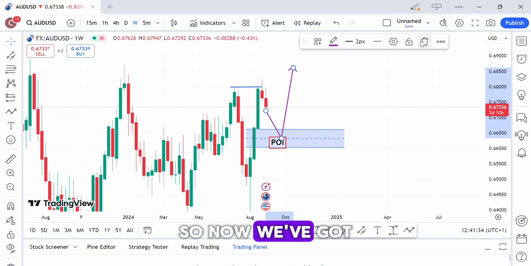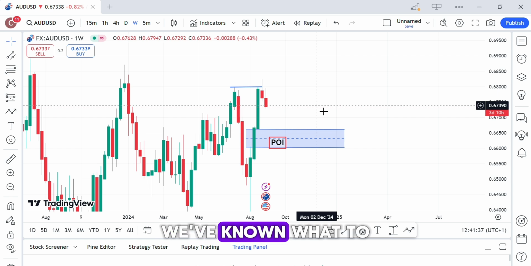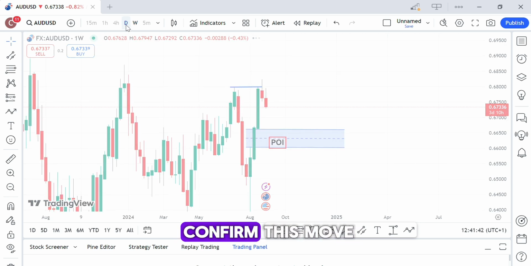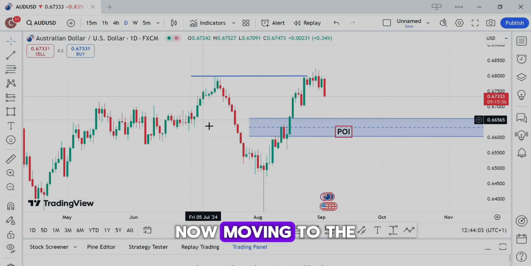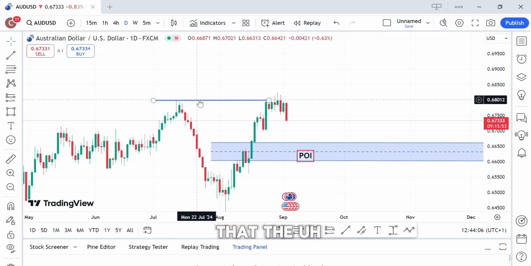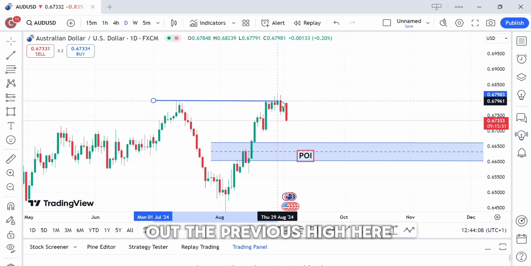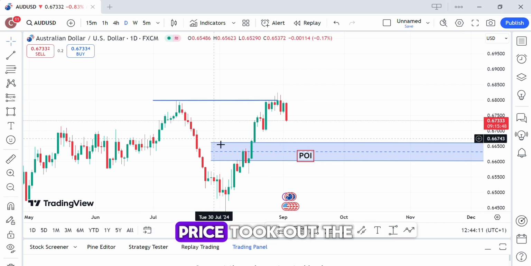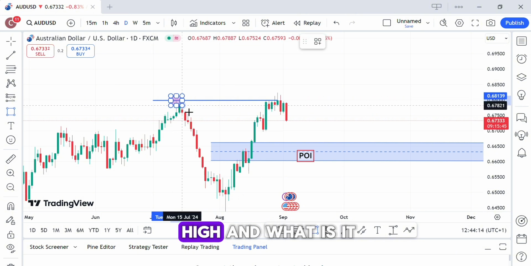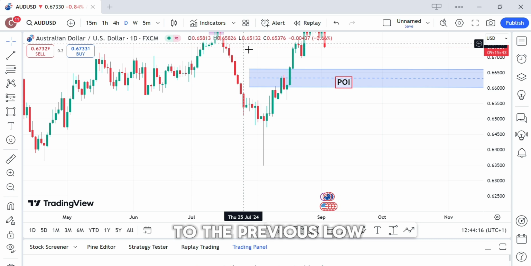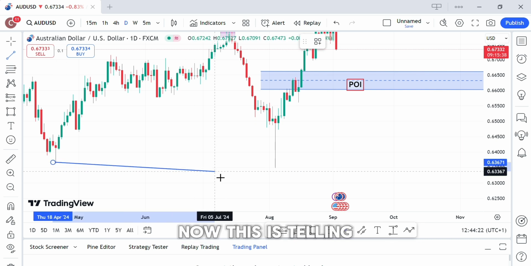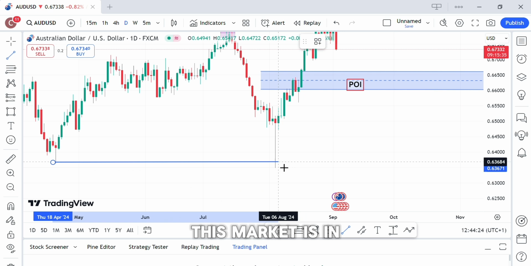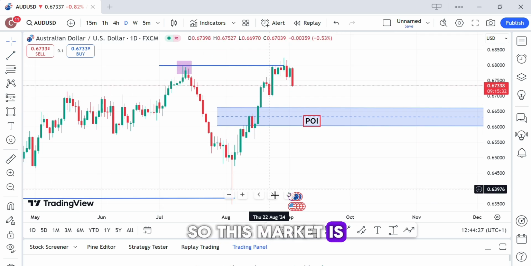All right, so now we'll go to the daily time frame. We've known what to expect from the weekly time frame. Now we'll go to the daily time frame to confirm what we've observed. Moving to the daily time frame, we can clearly see that the current high took out the previous high here. This is the previous high. And what did it do to the previous low? Price liquidated the previous low. This is telling me that this market is in an uptrend, so this market is going to buy.